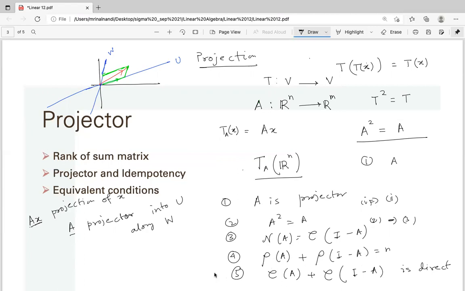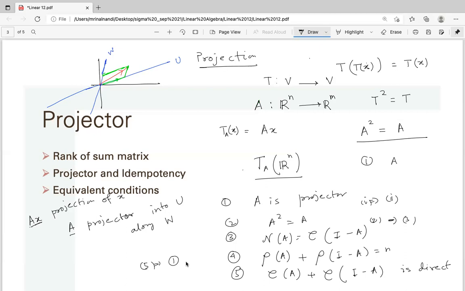So this is direct, and now we can prove from 5 to 1. If this sum is a direct sum, then you can show that A is a projector, because now the column space of A and the column space of I minus A are direct. Therefore, A is basically the projection onto the column space of A along the column space of I minus A, so these two are complements.